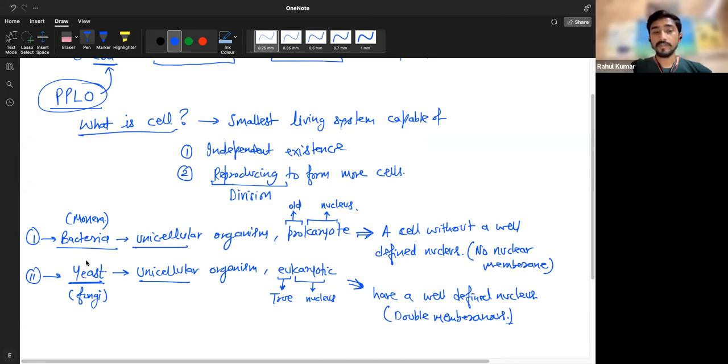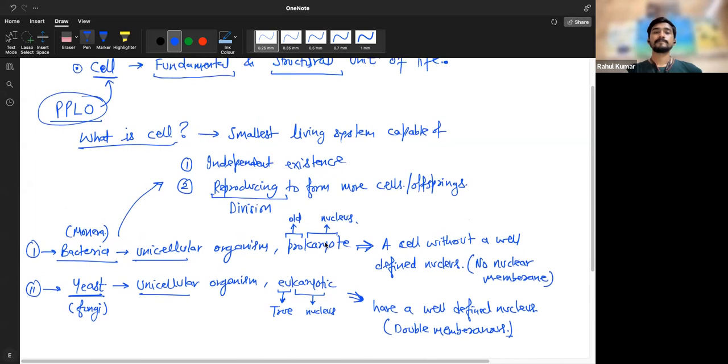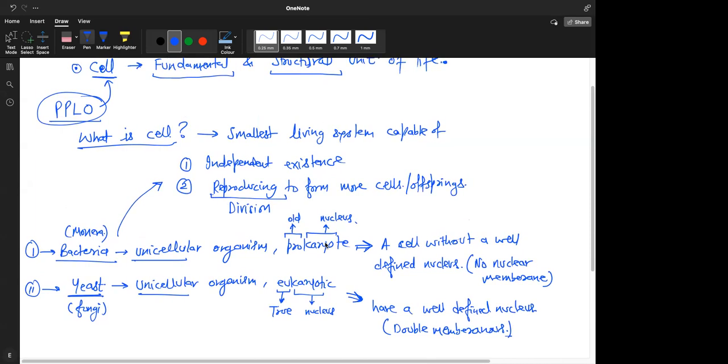So do you see that both of them are single cell, but they can be either prokaryotic or eukaryotic. But these are the simplest living systems, both in prokaryote and eukaryote, that is capable of independent existence and also capable of reproducing to form more cells or offsprings. Do you understand this? Yes. Okay, very good.